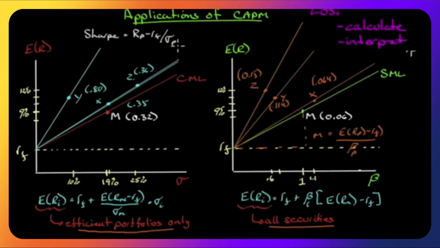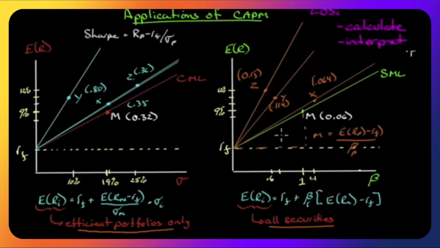Well, that causes some confusion, right? If this is used to find the expected return on efficient portfolios only, shouldn't it be used to measure the performance on efficient portfolios? Well, no. Let's think about this for a minute. What do we have over here? We have only systematic risk.